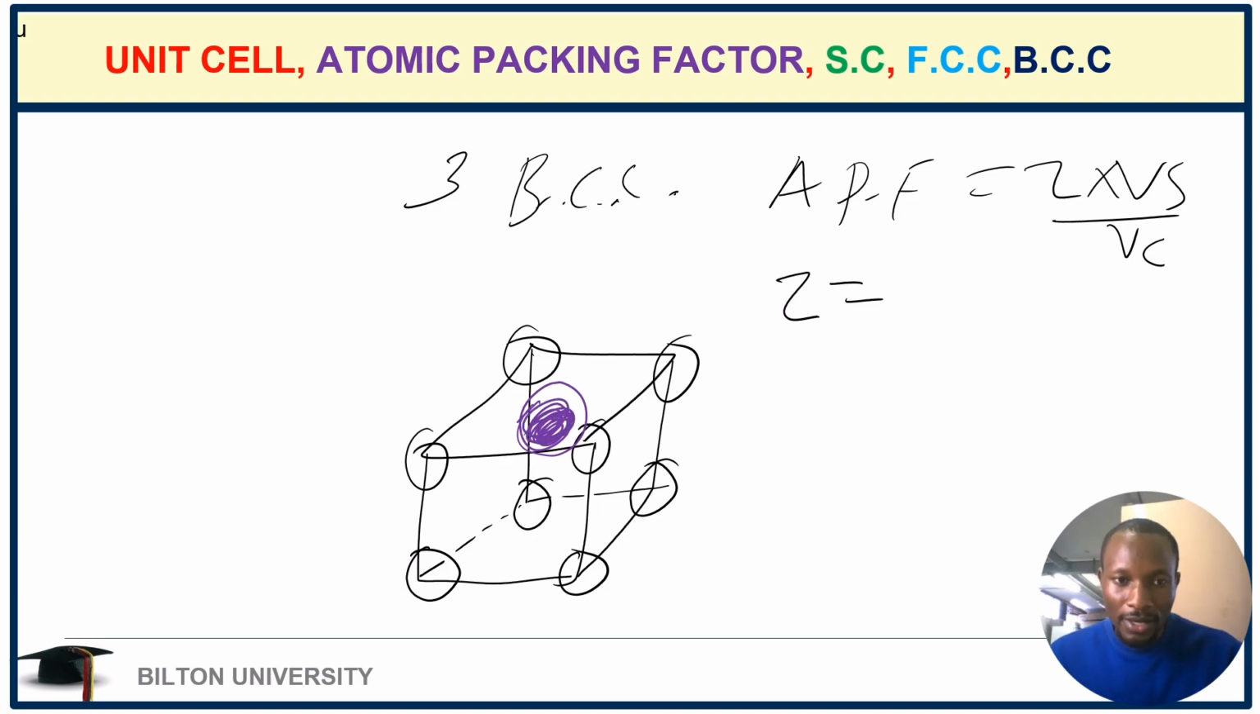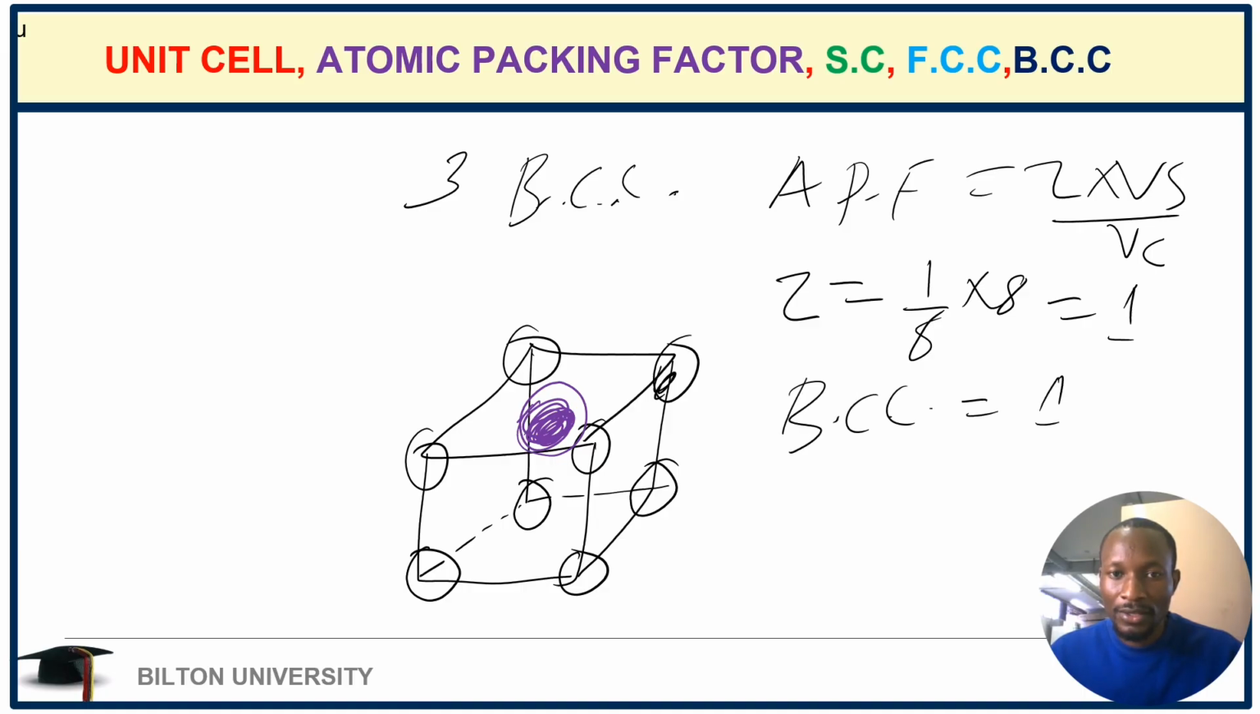So then we can proceed and say the corner atoms contribute 1 over 8 times 8 atoms, and that's going to give us 1. And since this atom is at the center, the body-center atom contributes 1, and that's going to give us 1 plus 1 is 2. So Z is equal to 2 in this case. So Z is equal to 2.